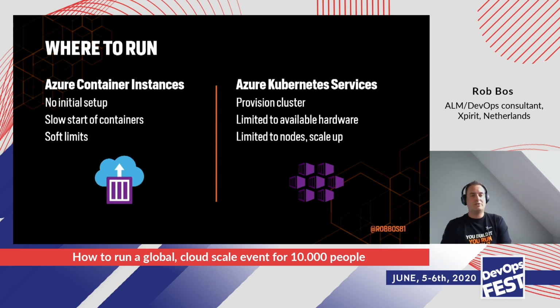You don't have any initial setup, but the trick was that when you start a container, they actually spin up a virtual machine in the background for you and then load your container on it. While on AKS, of course, the virtual machine was already running, and so they could schedule that container easily for you. So starting containers on ACI is a bit slow.